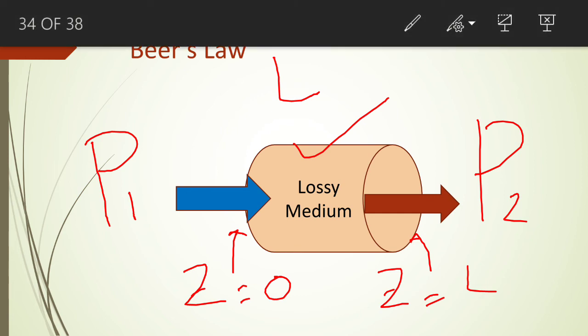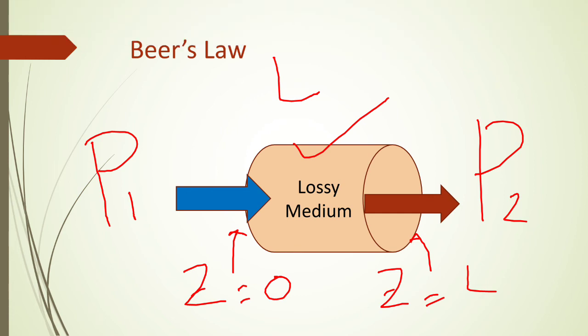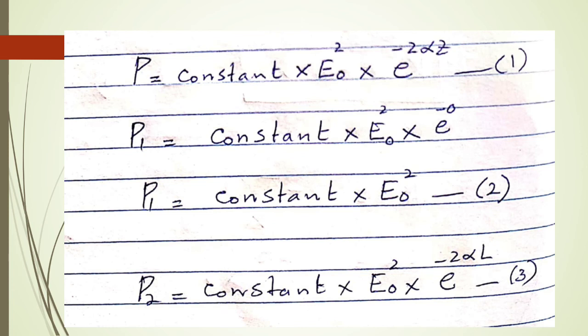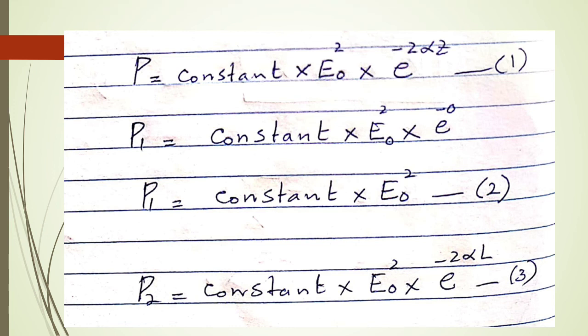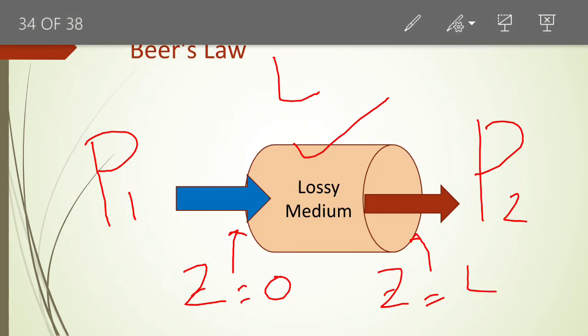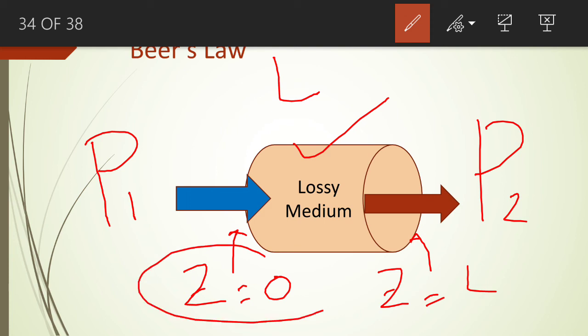Here, I don't consider the amplitude of the electric field intensity, but the square of the amplitude of the electric field intensity. So we know that the power will be equal to a constant multiplied by E naught square into e raised to power minus 2 alpha z. If you want to calculate P1, for P1, Z is equal to 0.